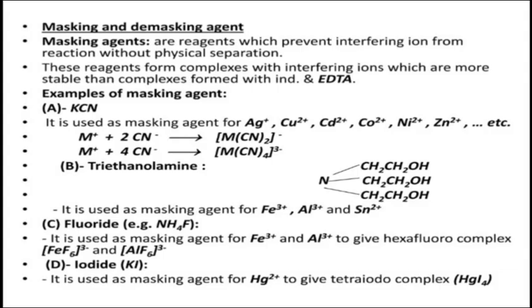Masking and demasking agents. Masking agents are the reagents used to prevent interfering ions from reacting, without a physical separation. Example, potassium cyanide, fluoride, iodide.